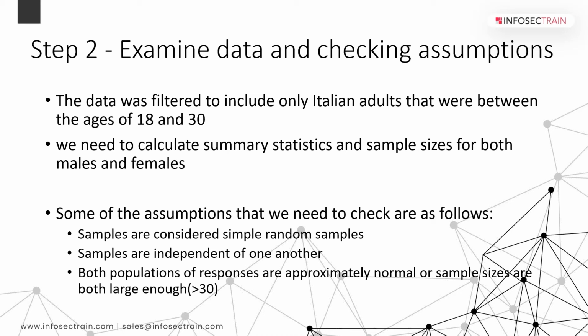Then samples are independent of each other, and both populations of responses are approximately normal, or the sample sizes are both large enough, meaning greater than 30. We are collecting samples of BMI for male as well as for female, so we take more than 30 participants in our test, more than 30 for male and more than 30 for female. And we calculate the BMI for each and every person.